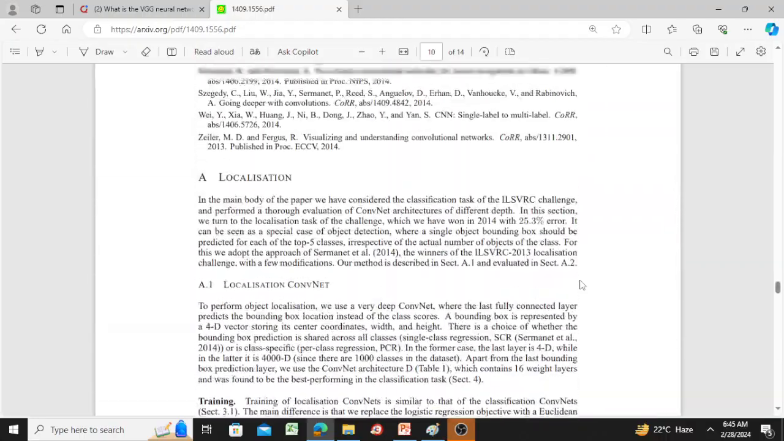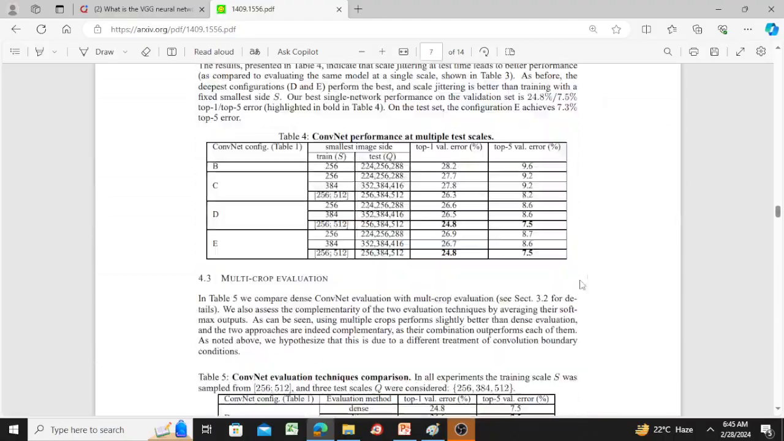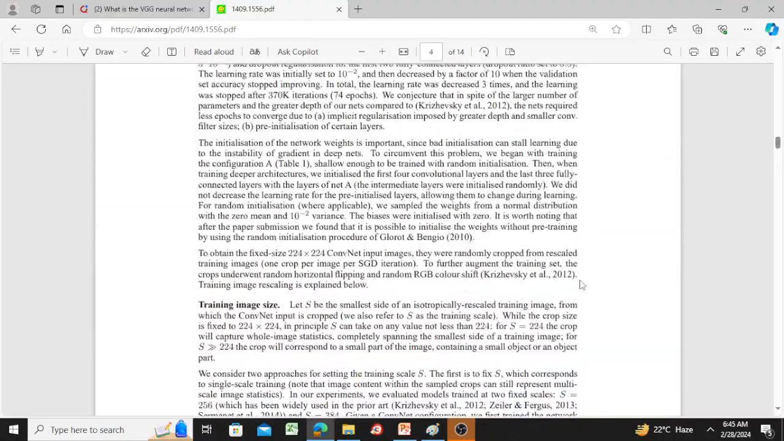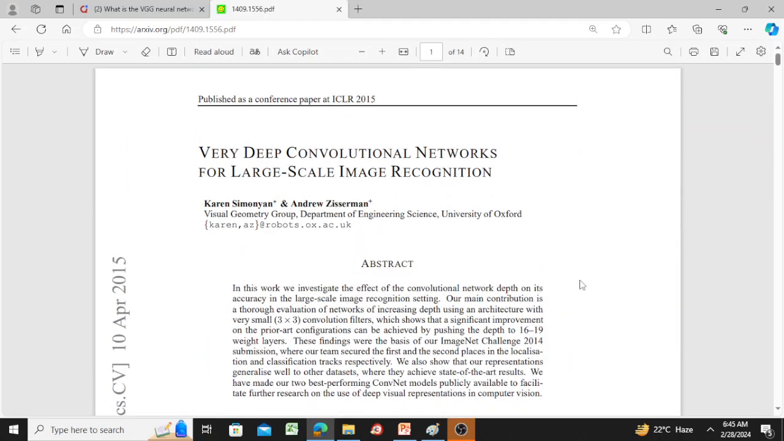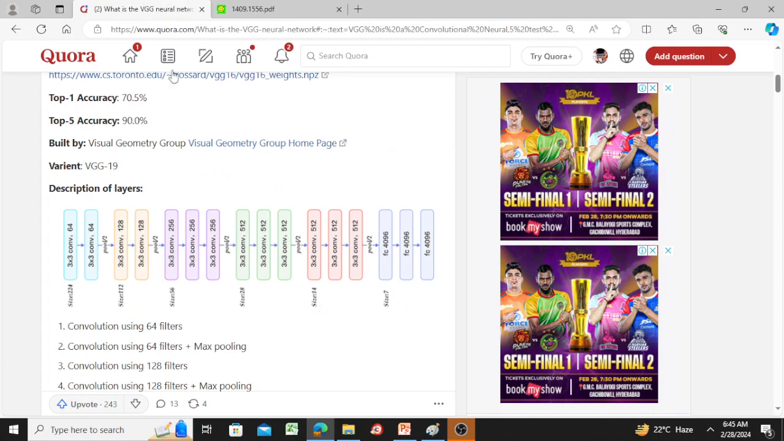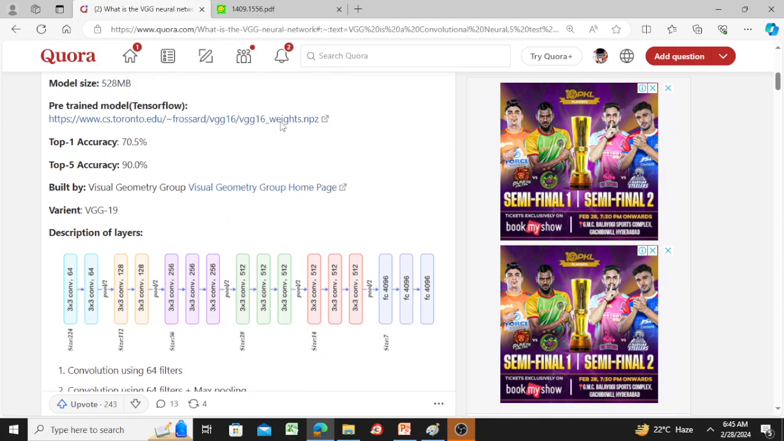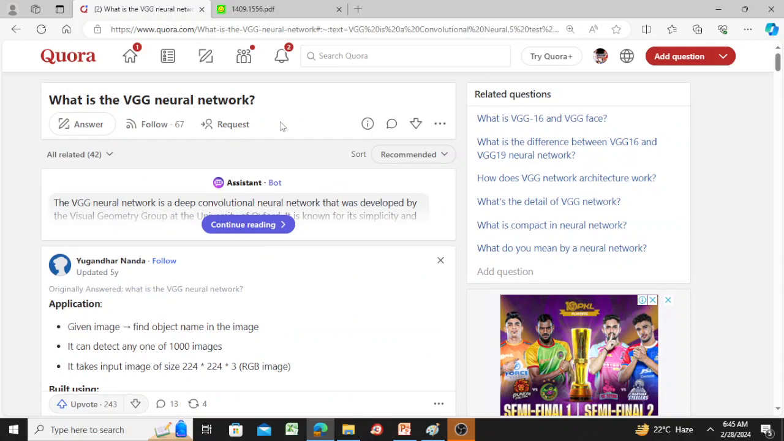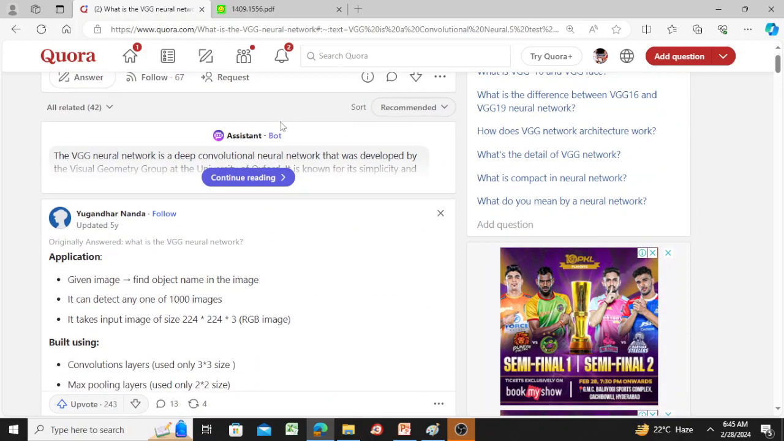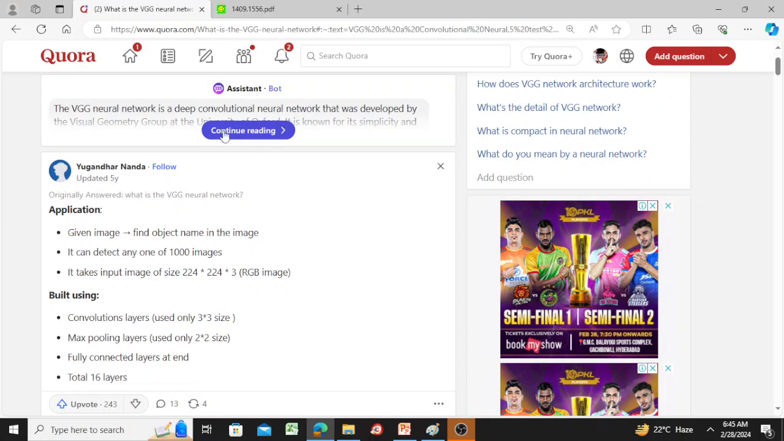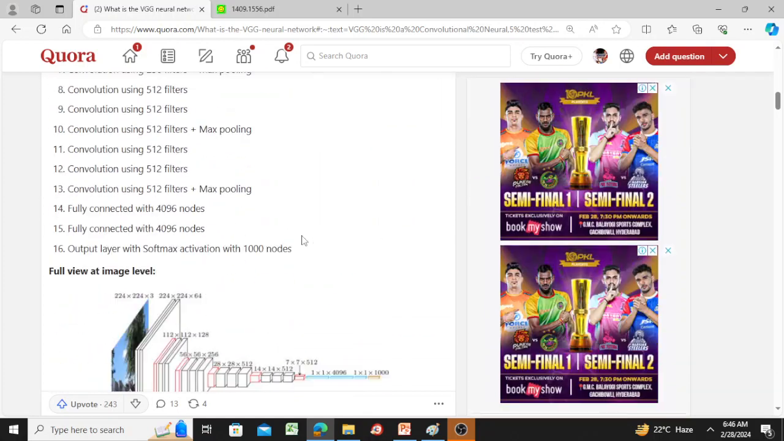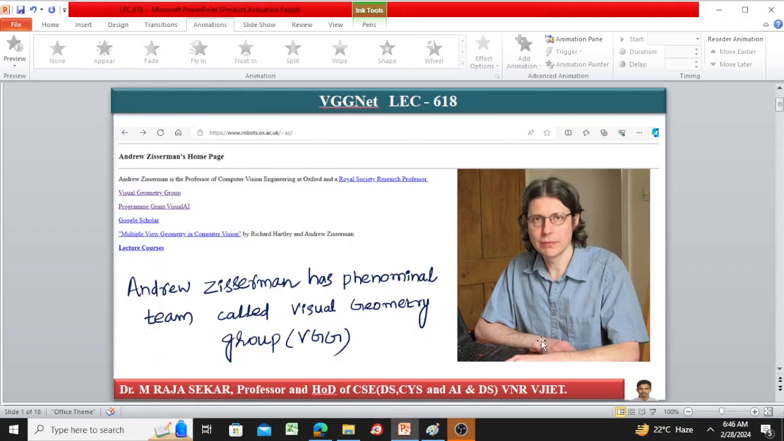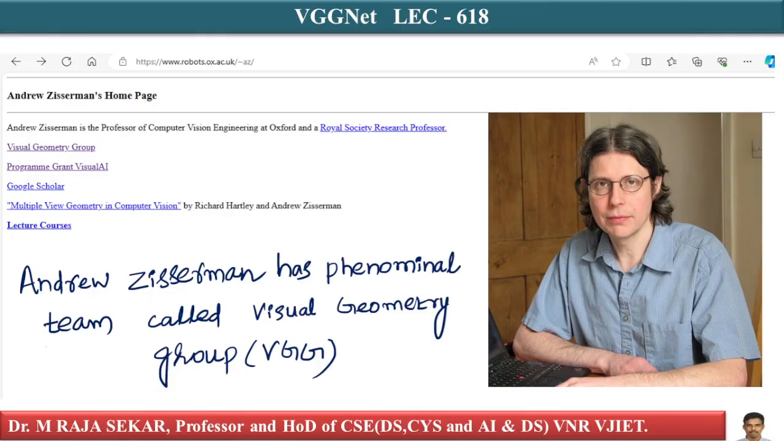In a similar manner, there is a Quora question. Let me show that also. Just go through this paper. This is a very important paper, and its author Andrew Zisserman is also a famous deep learning engineer. Anyway, we will see all those things. Also, I will refer to this Quora question: What is the VGG neural network? There is a nice answer by Yugandhar Nanda. This also we will discuss in this lecture. Anyway, let me go back to my slide.